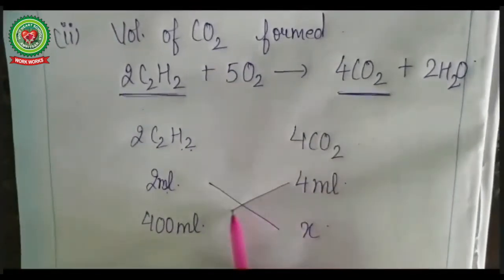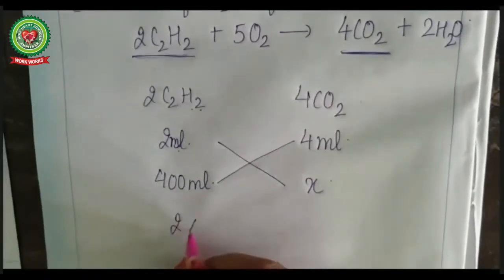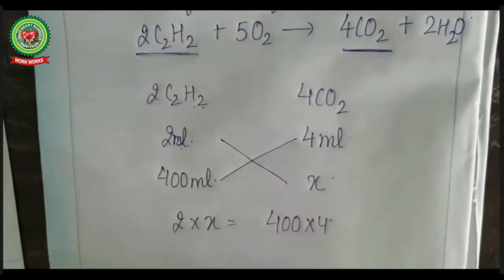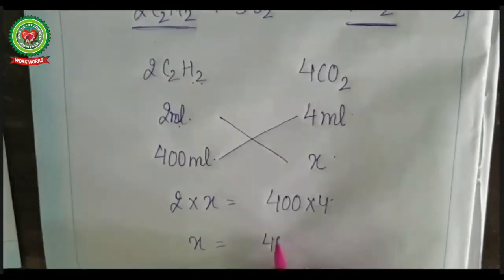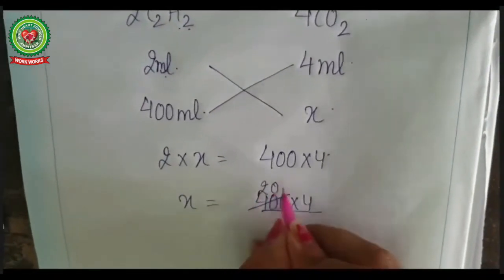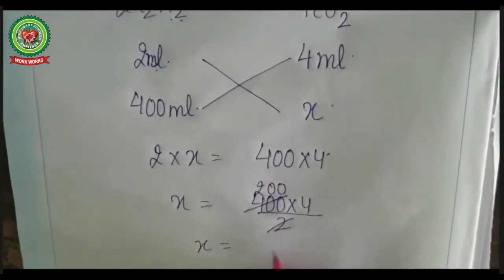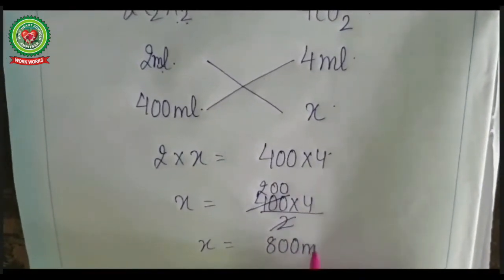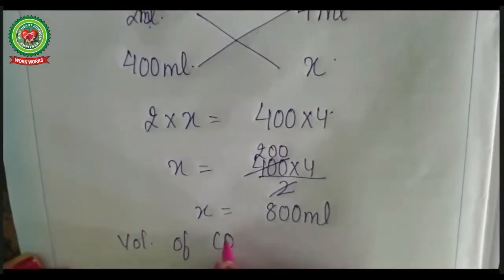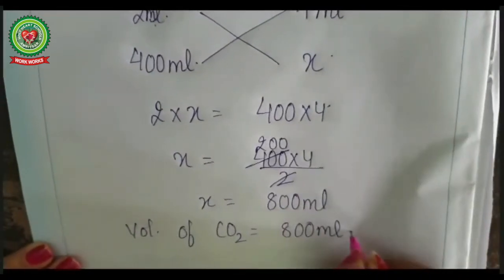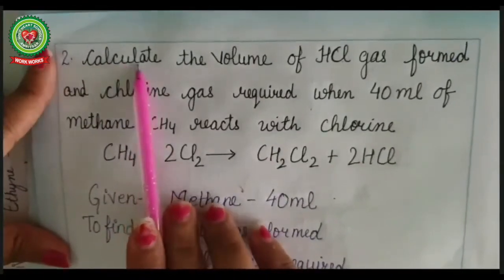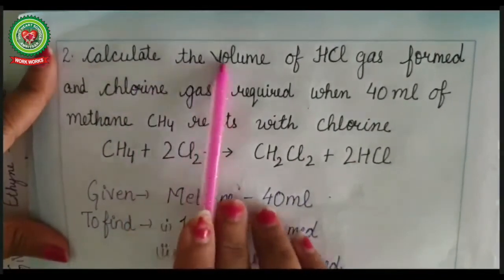So on doing cross multiplication, we will get 2 into x is equal to 400 into 4. So x is equal to 400 into 4 upon 2, 200. So x is equal to 800 ml. So volume of carbon dioxide is equal to 800 ml. So now we are going to discuss the next numerical based on Gay-Lussac law.